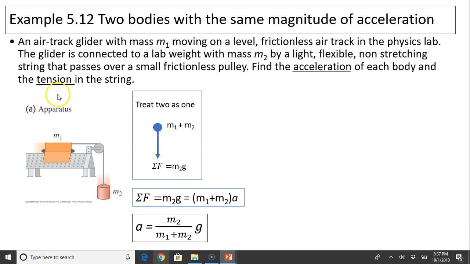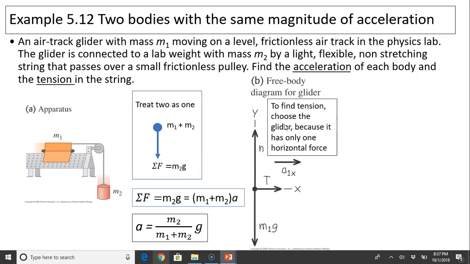Next one, let's find the tension. Tension is the force in between, so we'll have to treat each object separately. Which one is easier? Let's look at m2. m2 has two forces, the tension going up and m2g down. Now, what are the forces on the glider? There's an up and down force, and these two cancel. So the net force is just the horizontal tension. So the glider is easier.